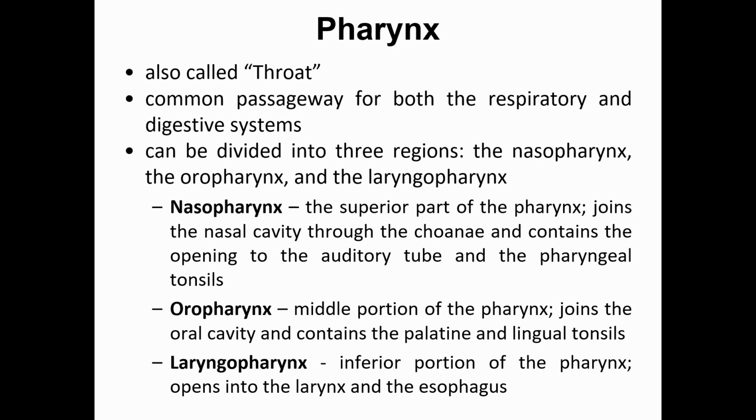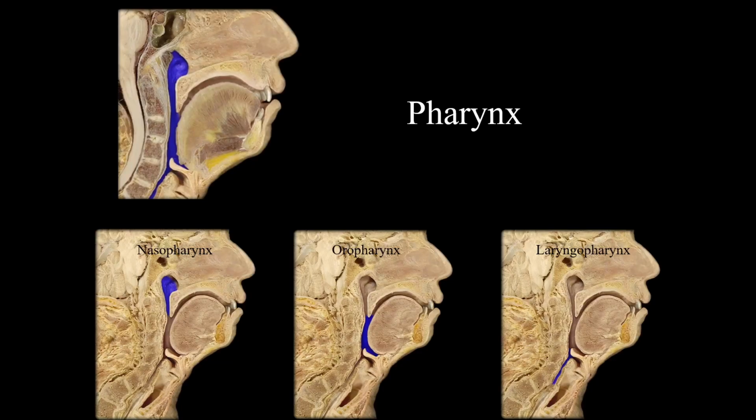Next, we have our oropharynx. This is the middle portion of the pharynx. It joins the oral cavity and contains the palatine and lingual tonsils. We also have our laryngopharynx, which is the inferior portion of the pharynx and opens into the larynx and the esophagus. Okay, so this is the cross-section of our pharynx. So the nasopharynx is the topmost, the oropharynx is the middlemost, and the laryngopharynx is the bottommost.